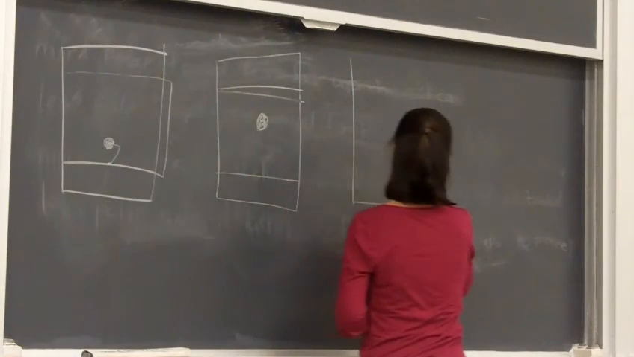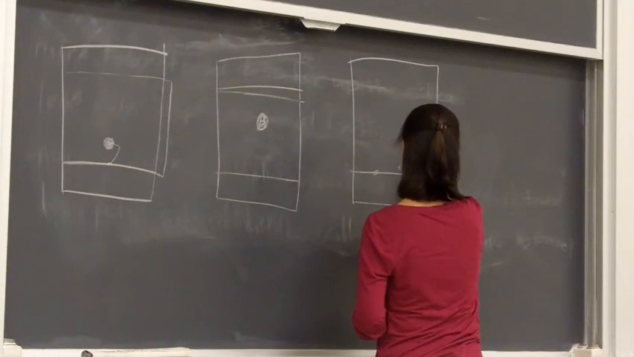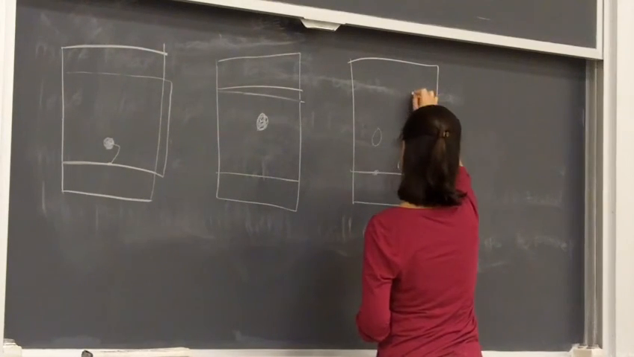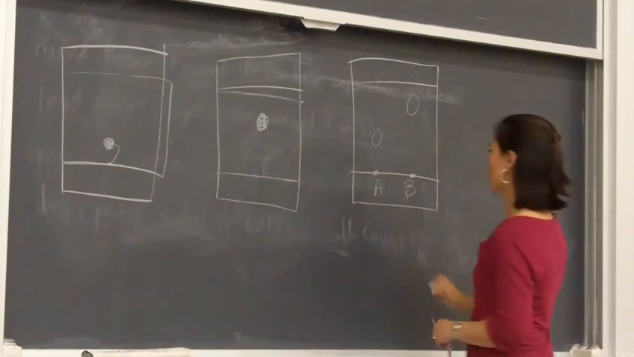So now, looking at something like this, we've got a couple spots. What is the more polar spot?